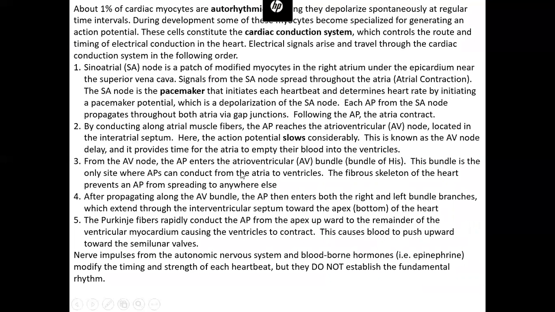From the AV node, the action potential enters the AV bundle, or bundle of His. The atrioventricular bundle is the only site where that action potential can travel from the atria into the ventricles. And it's because of the fibrous skeleton of the heart, which we don't really get into in this class, but that's where it has to go.